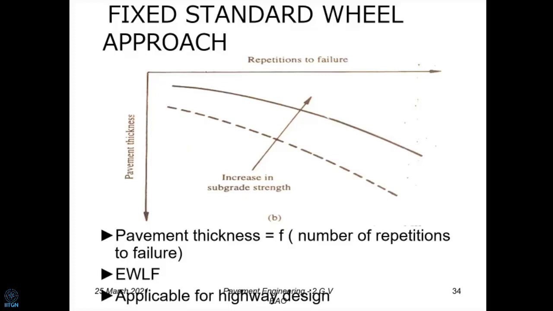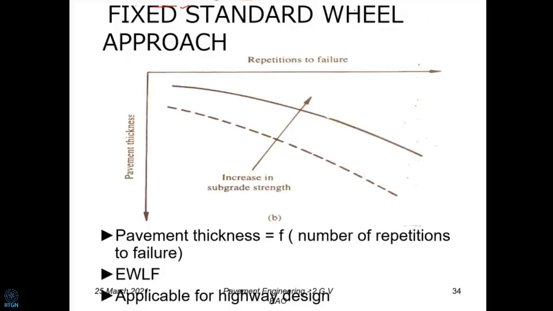So what we are going to do in this case is talk of repetitions to failure. As I told you, we are going to think of millions of standard axles. So we are going to have repetitions to failure on the x-axis and pavement thickness on this axis. Normally what is going to happen for a given condition is that we are going to have more repetitions to failure, which means more design life. We are going to have more thickness.